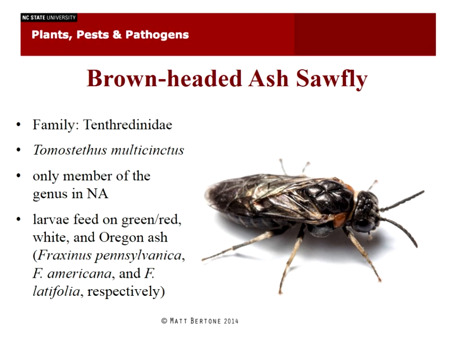It's in the family Tenthredinidae, which are the common sawflies. And it's the species Tomostethus multicinctus. This is the only member of the genus in North America. It actually has a European counterpart that also feeds on European ash. The larvae of the North American one feed on green or red ash, white ash, or Oregon ash. And they're actually known from the east and the west coast. And there were some questions as to whether they were introduced to the west coast from the east. But the collection records are so far back that it may just be a fairly widespread species. Or at least there's no point in arguing now because they're everywhere.